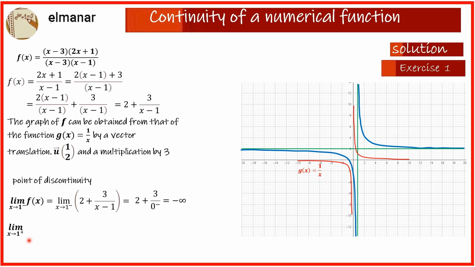On the other hand, when x approaches 1 from the right, x minus 1 becomes positive, very small. So 3 divided by that small positive number gives a large positive value. The limit, this time, tends toward plus infinity.